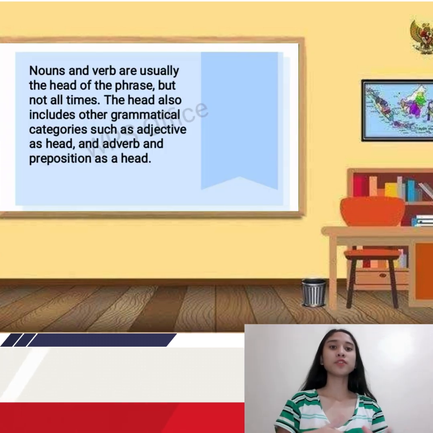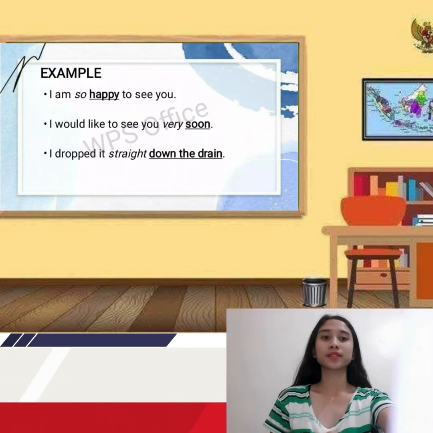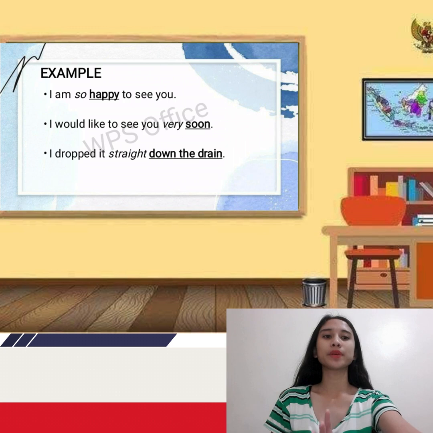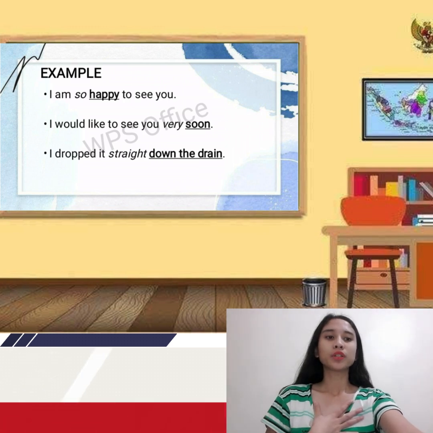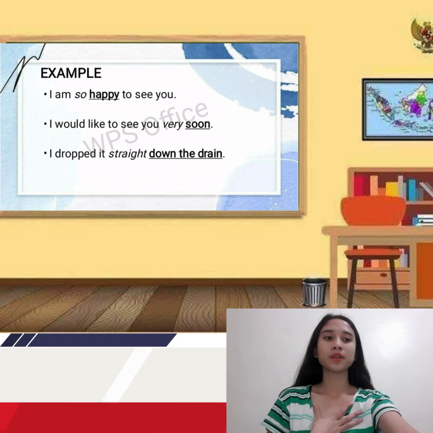Nouns and verbs are usually the head of the phrase, but not all the time. The head also includes other grammatical categories such as adjective as head, and adverb and preposition as head. So we have the example, I am so happy to see you. The head here is the word happy, which functions as head of the adjective phrase, so happy.